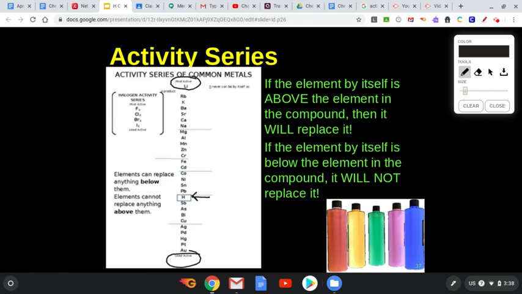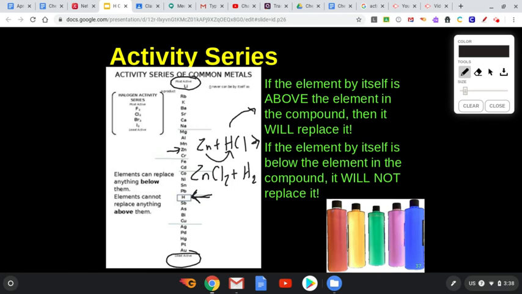So let's look at one of our examples. Let's say that we look at zinc and hydrochloric acid. So we are looking for the element by itself, which is zinc. Here is zinc on the activity series. Since zinc is above hydrogen, which is right here, it will replace it in this reaction, and then the hydrogen will be kicked out by itself, so we'll end up with zinc chloride and hydrogen gas. If zinc were to be below hydrogen, this reaction would not work. It would not take place.